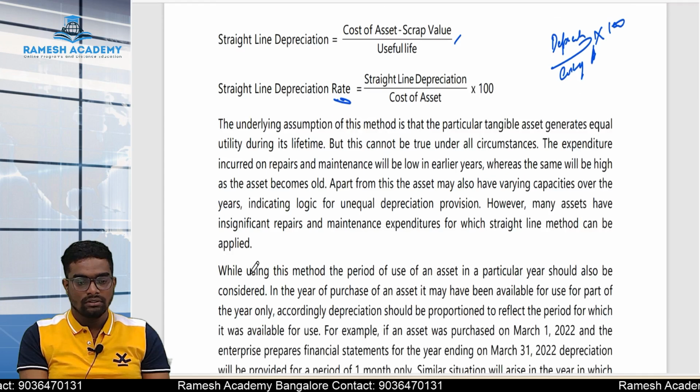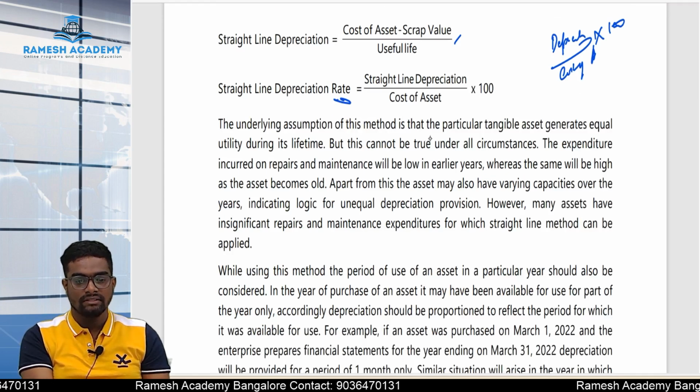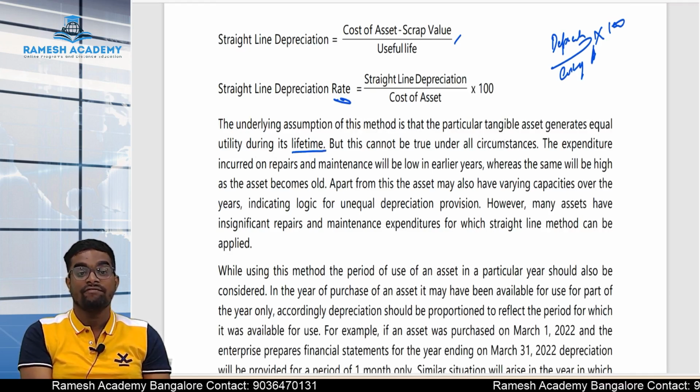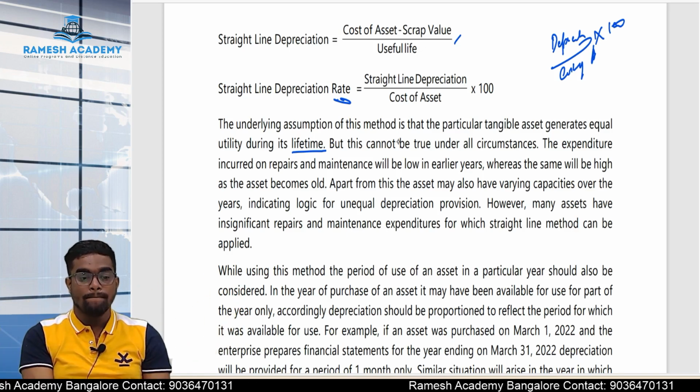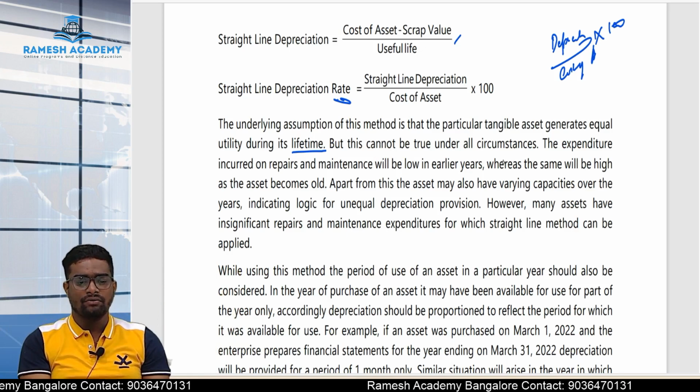The underlying assumption of this method is that the particular tangible asset generates equal utility during the lifetime, which means the benefit will be equal throughout the useful life. That's what they are telling here. But this cannot be true under all circumstances.